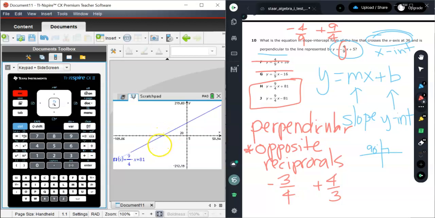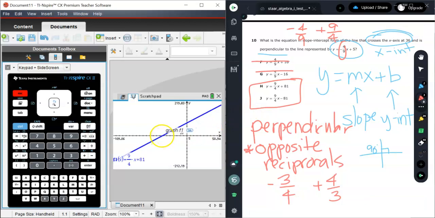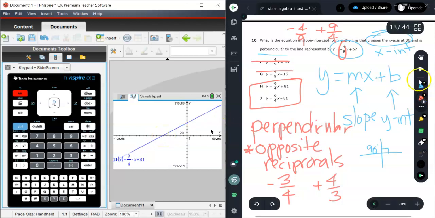Now, what we're going to do is see, does this graph cross at 36? This says to cross the x-axis at 36. Where is this line crossing? It's not crossing at positive 36, that's for sure. It's on the negative side. So you know it cannot be H. So our answer is going to be J.